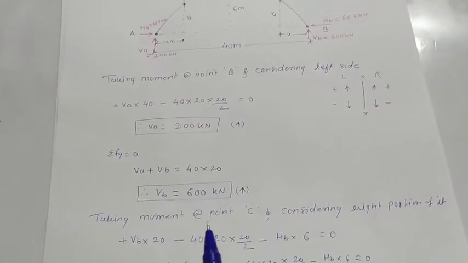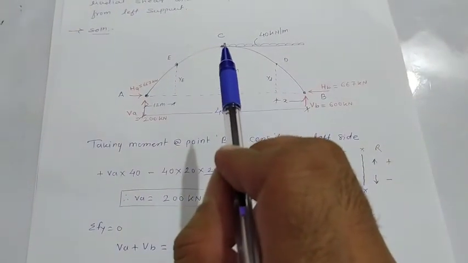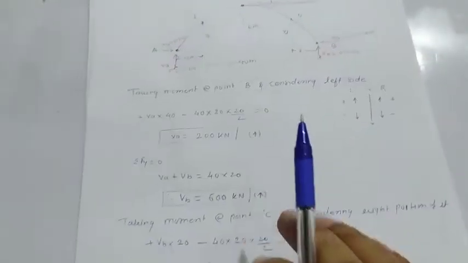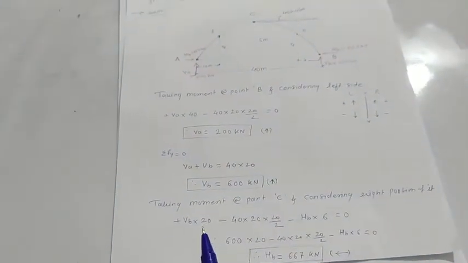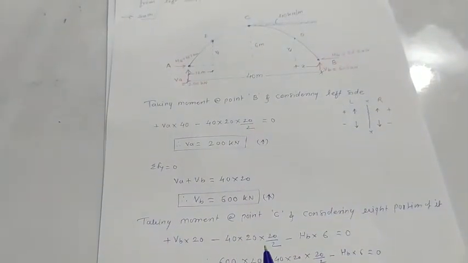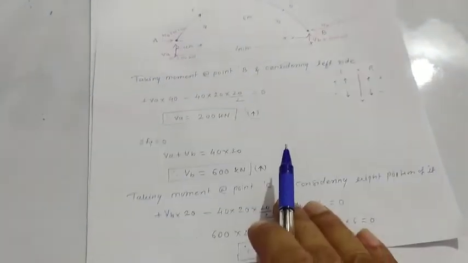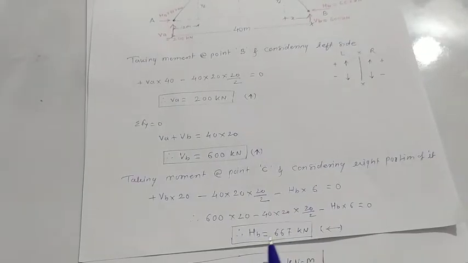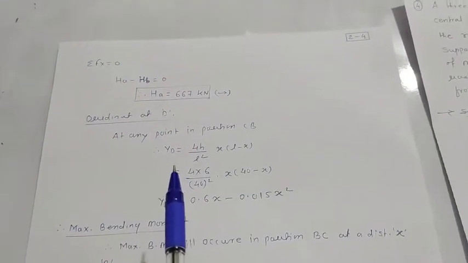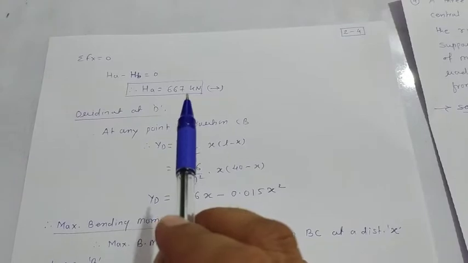Now taking moment about point C and considering the right portion of it. So this becomes VB into 20 minus 40 into 20 into 20 by 2 minus HB into 6 is equals to 0. If you solve this equation, you will get the value of HB. Okay. Now next condition is summation Fx is equals to 0. So HA minus HB is equals to 0. So HA will be 667 kilonewton.